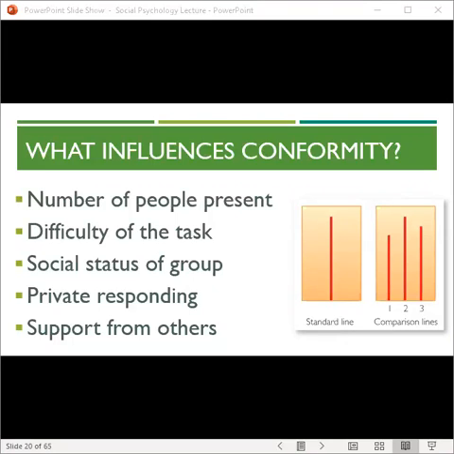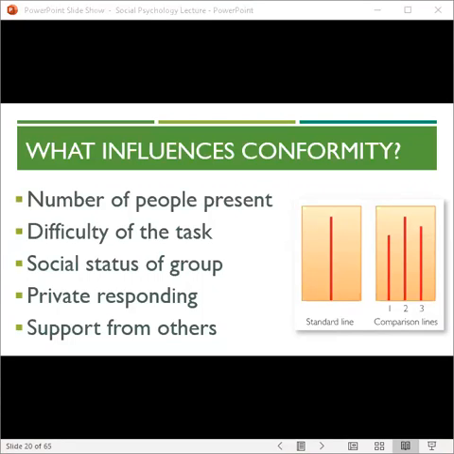So in the face of uncertainty or ambiguity, people turn to others for information about how to respond. Ash's line task was pretty easy. We could all figure out the correct answer pretty quickly just from looking at it. But if the task were really challenging, like if I asked you to calculate a difficult multiplication problem in your head, you might be more likely to go with the group since you're less certain of your own ability to get the correct answer.